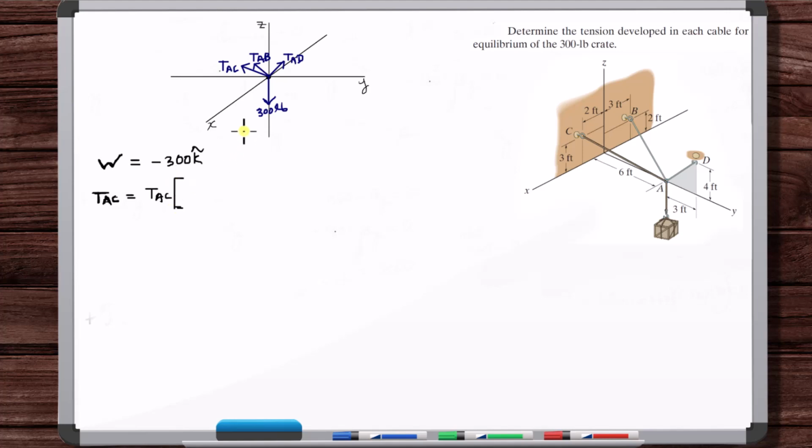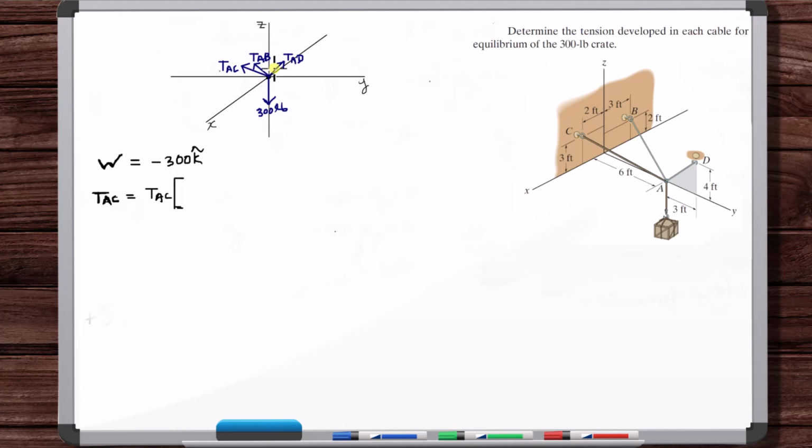Okay. What are the components? We need to get a unit vector going from A to C, because we're going to multiply the tension in cable AC by the unit vector in this direction. So going from A to C. Oh, and I forgot to mention, we know the sense of these vectors.